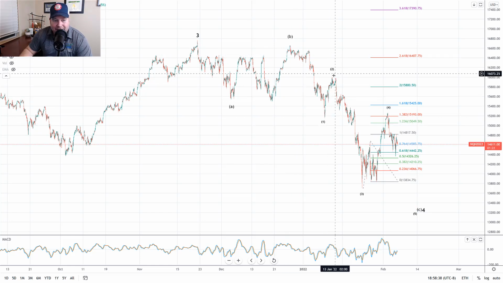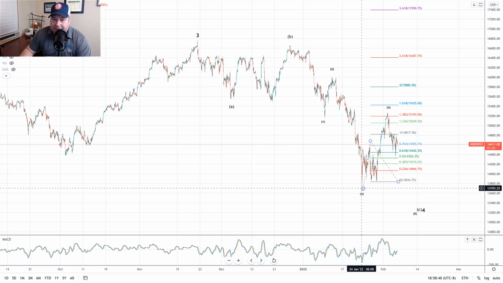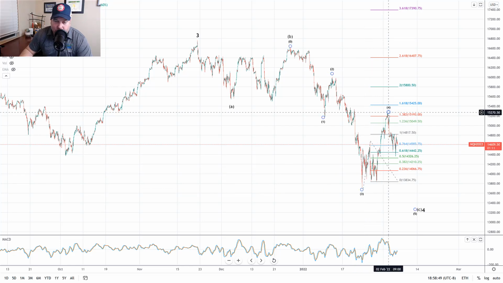Okay, so we have wave 1 down, wave 2 up. We had our wave 3 down, similar to the ES futures. Remember, these markets trade in steps, so they're going to have similar structures most of the time. We got our wave 3 down. Now we're counting this as wave 4 up.